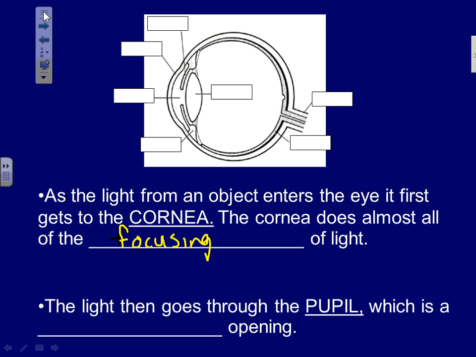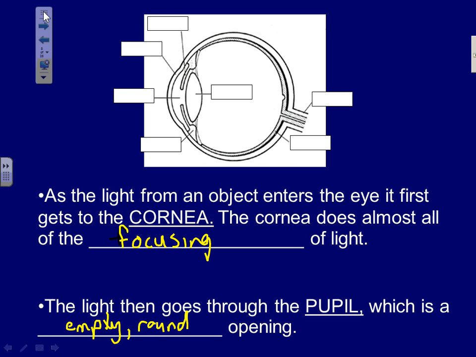So the light comes in and it starts to focus. The light then goes through the pupil. And the pupil then is the hole in the eye. And it acts as a blank opening, empty round opening. That's fine, I like it. Empty, comma, round opening. All right?